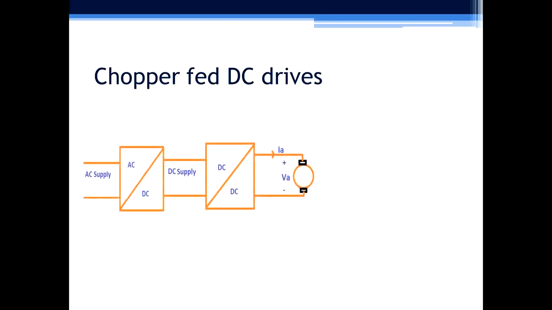Let us take an overview of chopper fed DC drives. In a chopper fed DC drive, we have to make use of a DC to DC converter on the armature side. So here you can see that we have a separately excited motor. The armature is fed by a DC to DC converter, that is a chopper, and by varying the duty cycle of this chopper we can vary the armature voltage, and by controlling the armature voltage we can control the speed of this separately excited DC motor with armature control.